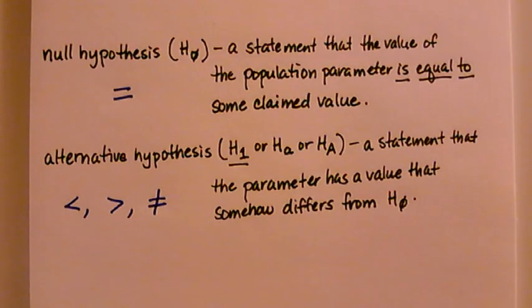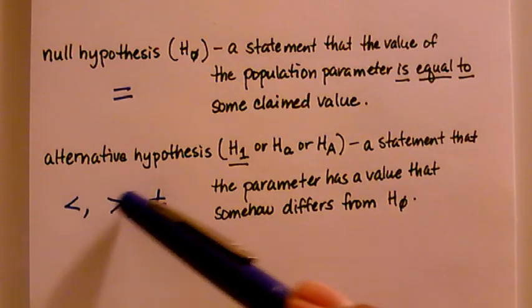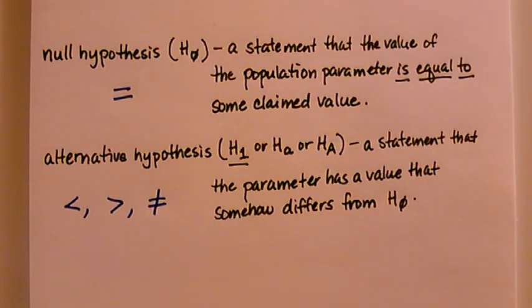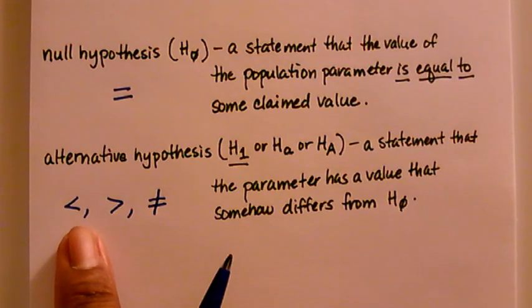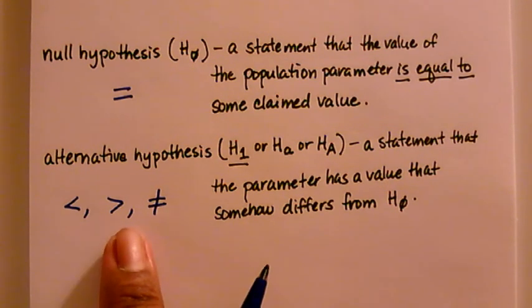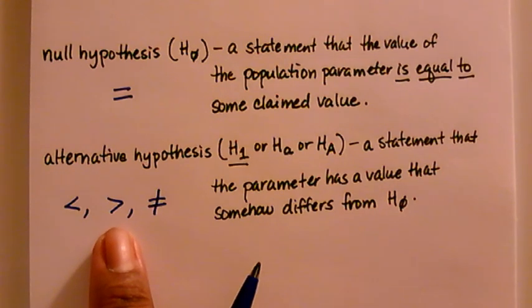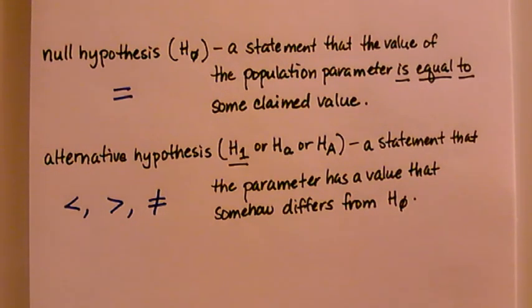Only for the alternative hypothesis will you use one of those three symbols, because that's a statement that does not have equality in it. Less than is strictly less than, it has no equality. Greater than is just strictly greater than, again, no equality. And of course, not equal to is just the opposite of equal to. Not equal to means no equality.